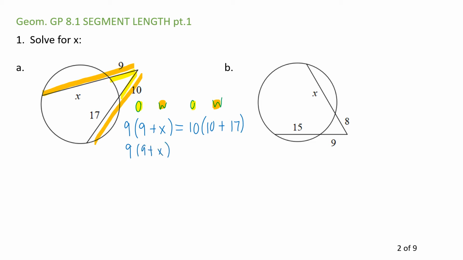Once you make it that far, the rest is just algebra. Probably could have skipped that step. I'm not going to distribute the 9 through. You could, but I'm actually just going to divide both sides by 9. And what I have is plain old 9 plus x.